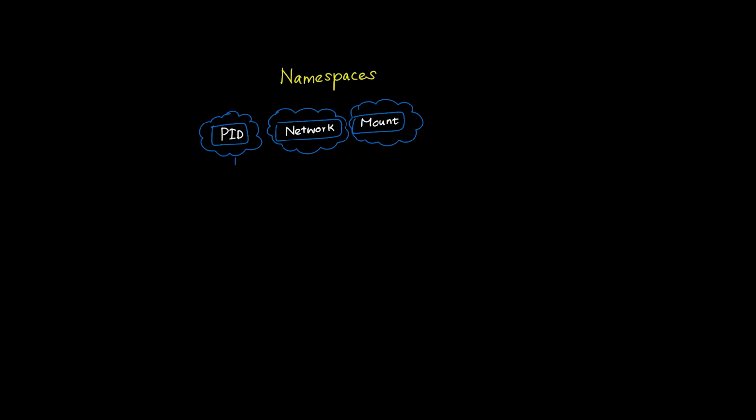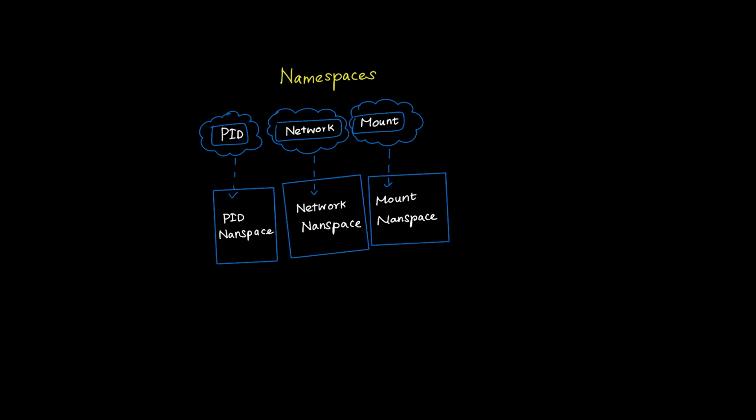Namespaces are the secret sauce behind container technology. A namespace creates an isolated view of system resources for a process. It's like giving each container its own private universe where it thinks it's the only thing running on the system. The process namespace isolates process IDs. Network namespace provides separate network stacks. Mount namespace gives independent file system views.